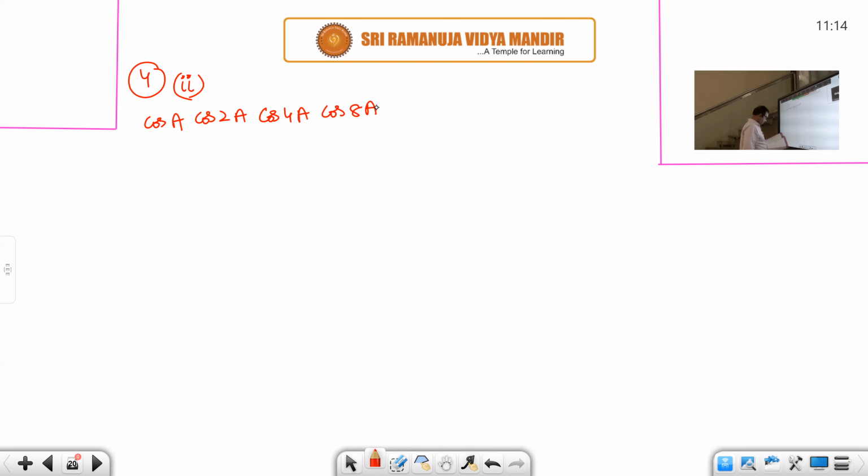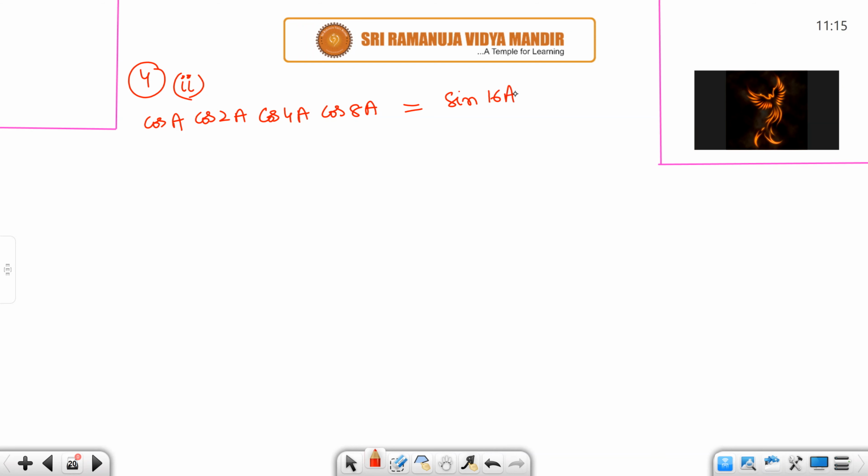Prabhas, can you speak now? Yes, sir. What is your comment on seeing the angles? They are in GP, sir. They are in GP. A, 2A, 4A, 8A, they are in GP. What is the common ratio? 2, sir.